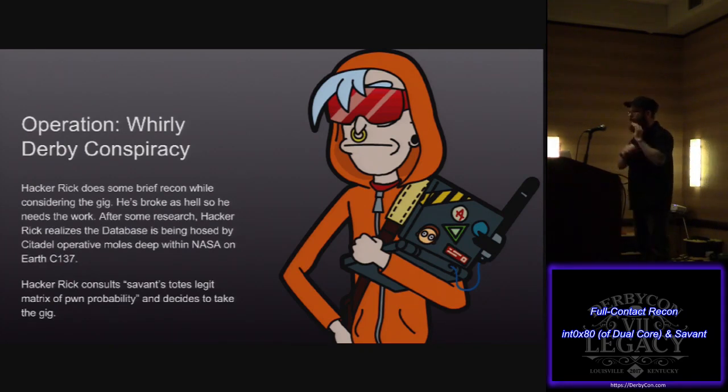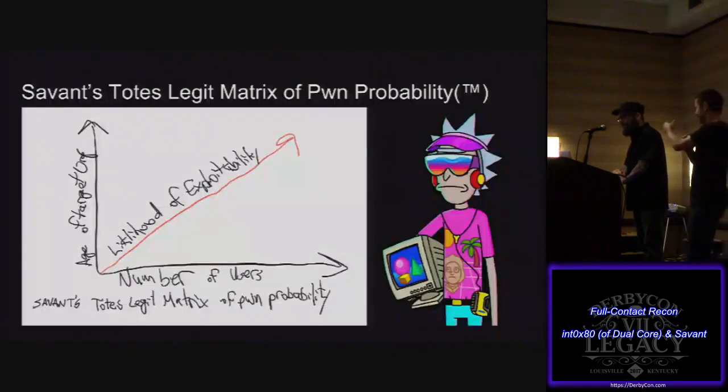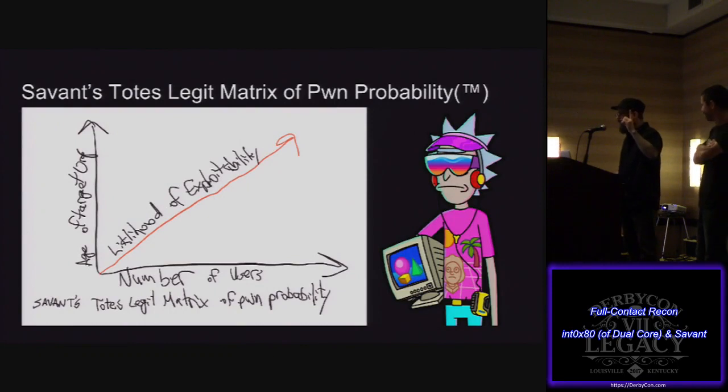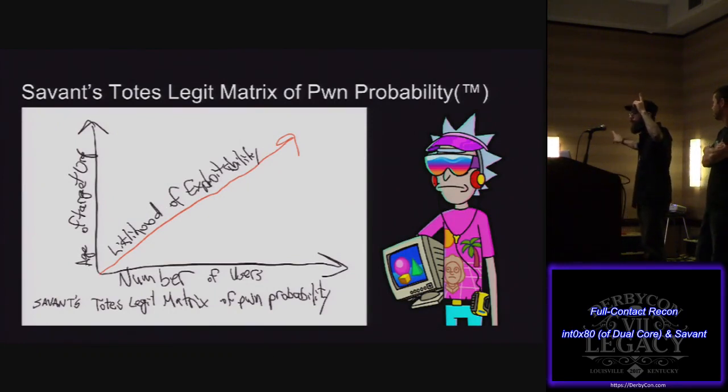Hacker Rick does some brief recon. He's considering the gig. He doesn't know this person very well, but he's broke as hell, so he needs the work. And he realizes the database is being hosted by Citadel operative moles deep within NASA on Earth C-137. And, don't fuck with NASA, please, disclaimer. Hacker Rick consults Savant's totes legit matrix of pwn probability and decides to take the gig. Well, what the hell is that, you might ask?